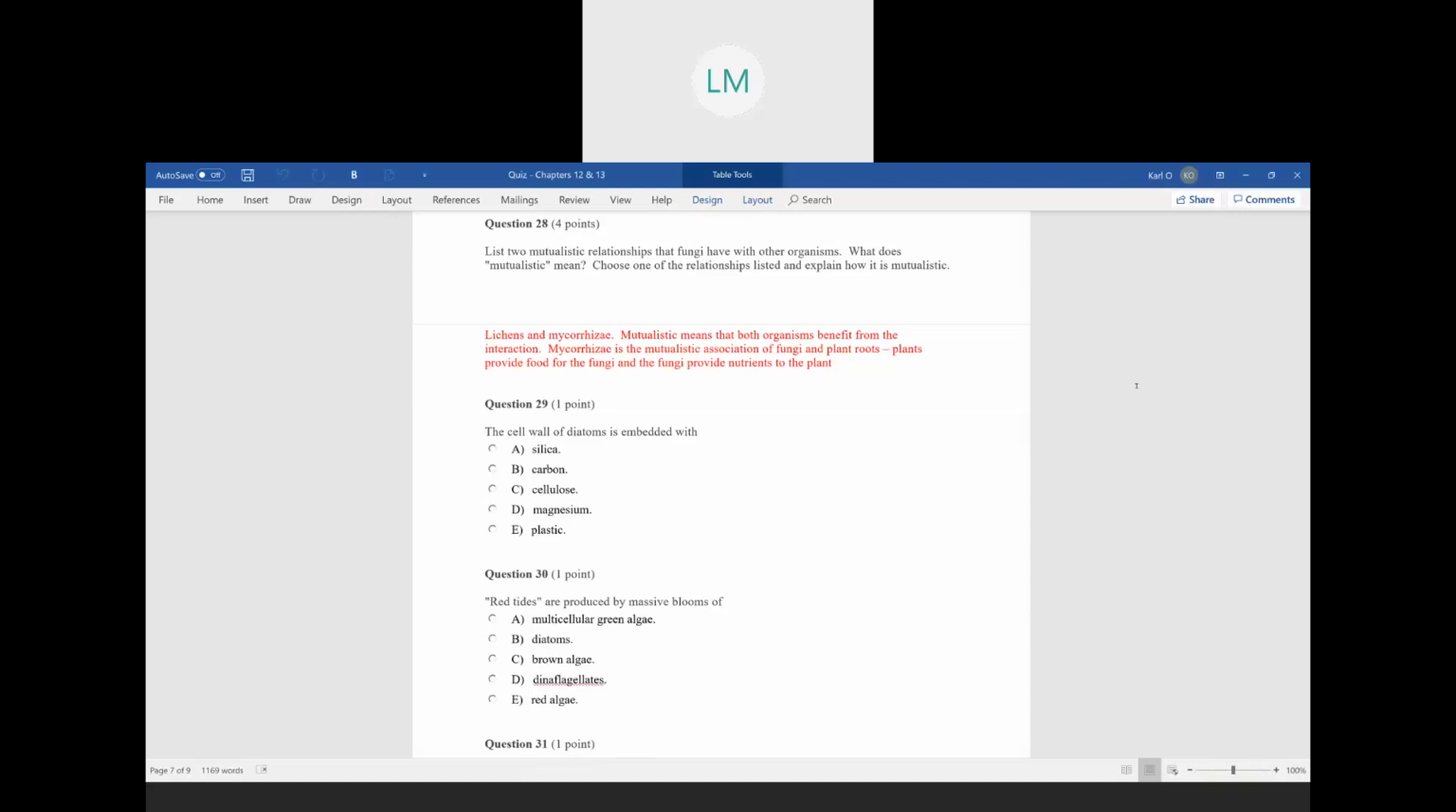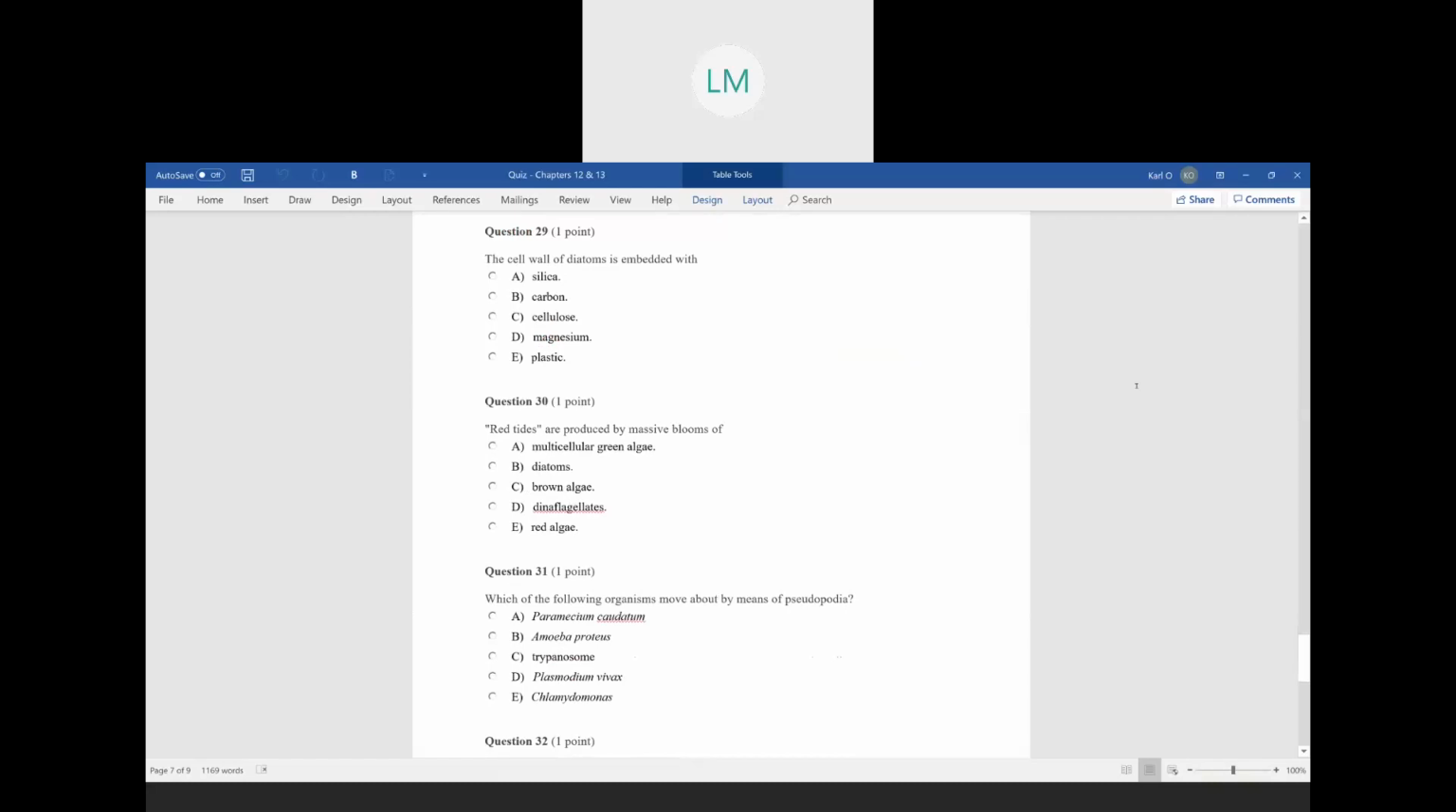And then we needed to explain one of these. So mycorrhizae is the one that we talked about in more detail. It's a mutualistic association of fungi and plant roots. So the plants are providing food for the fungi, right? Because the fungi are heterotrophic. They can't make their own food. And then the fungi are providing nutrients to the plant. So it's these really close interactions in the small pieces of the roots in the soil for these plants, and the fungi are down in the soil as well.